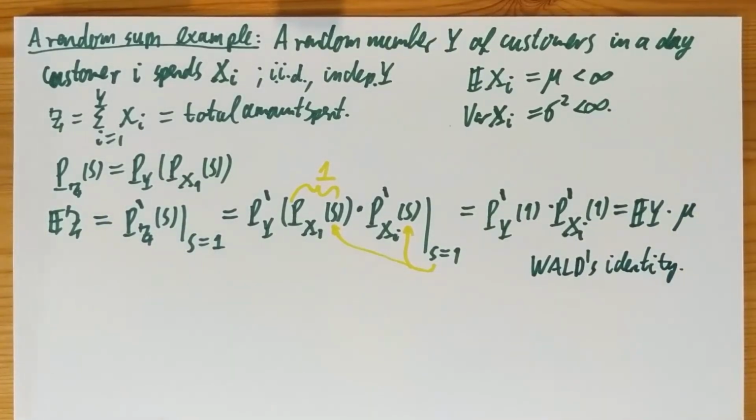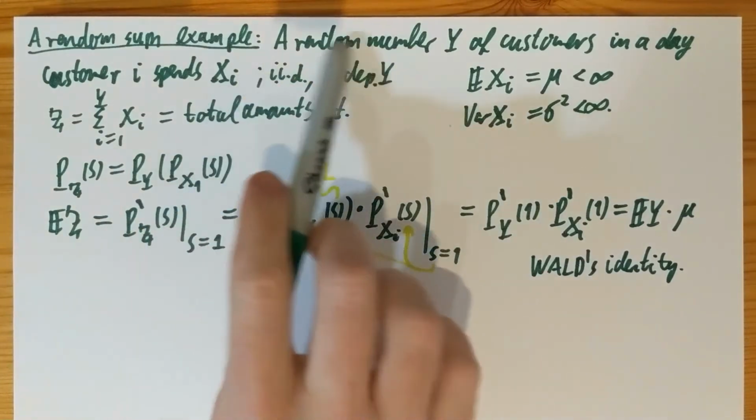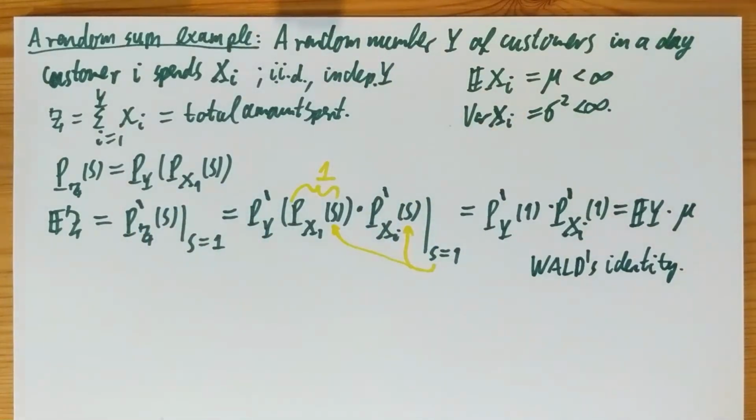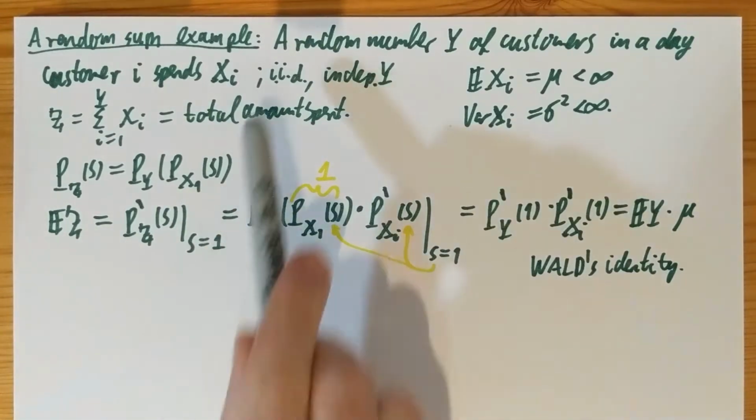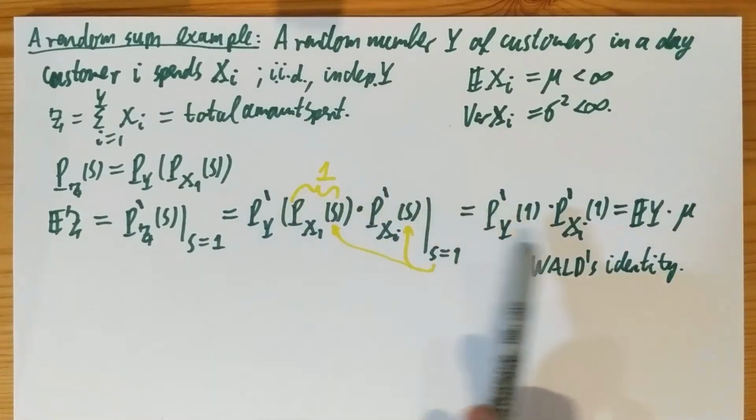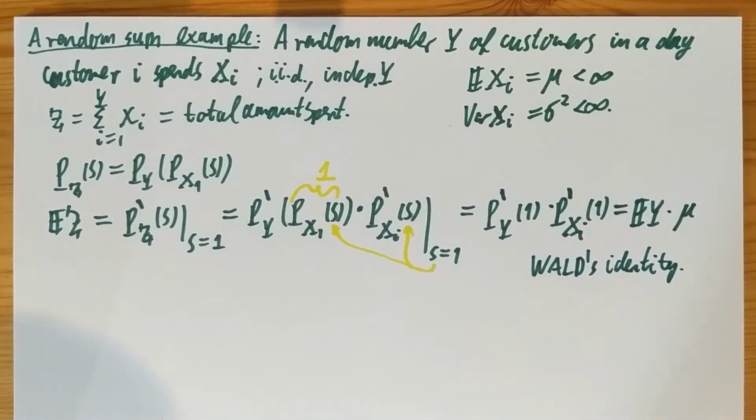And Wald's identity is more general than this. For Wald's identity, you don't actually need to assume independence here. You can relax this a little bit to be a stopping time, but let me not go into that now. But certainly it works for independence. But that's a simple way of proving this identity for independent random variables using the generating functions.